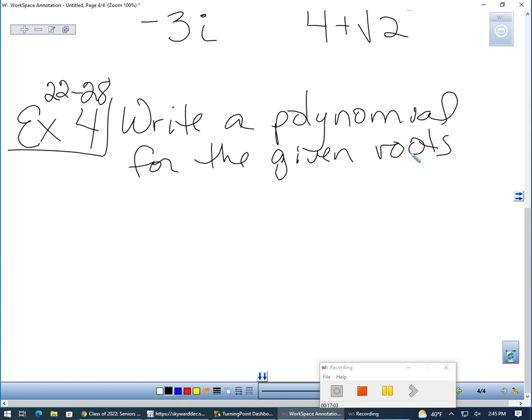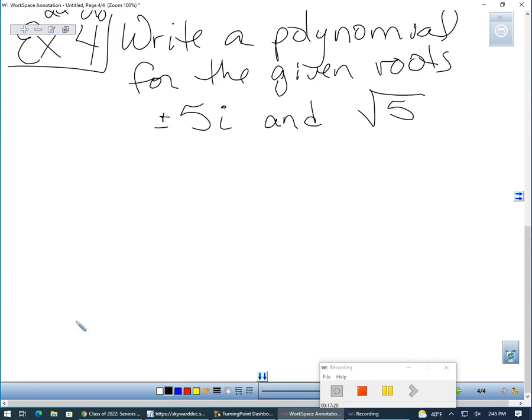And if I give you the roots 5i and square root 5. If I give you 5i, that also means you have negative 5i. So this is plus and minus. If I give you the square root of 5, that also means you have negative square root 5. Now, these are your roots that we're going to write in a polynomial, which means first thing we do is write them as a factor.